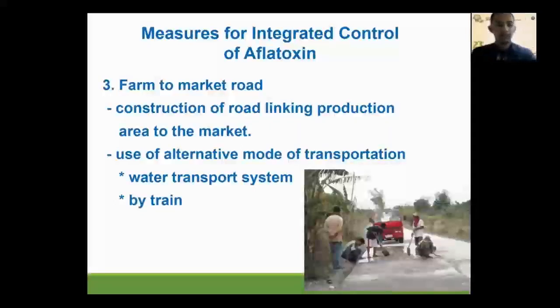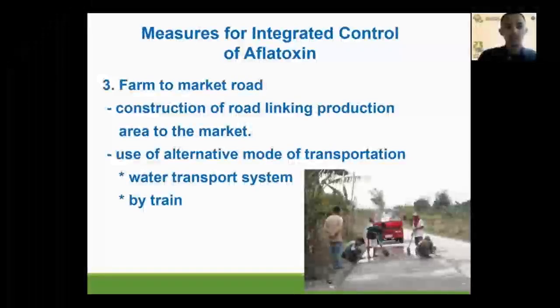Identified here is the water transport system or by train. But yeah, these are the ideal. But I think on the part of the Department of Agriculture, we are working on linking the production and the market through these farm to market roads, and this is on a national scope. So at least the delivery of this farm produce to the market is now convenient for the farmers.